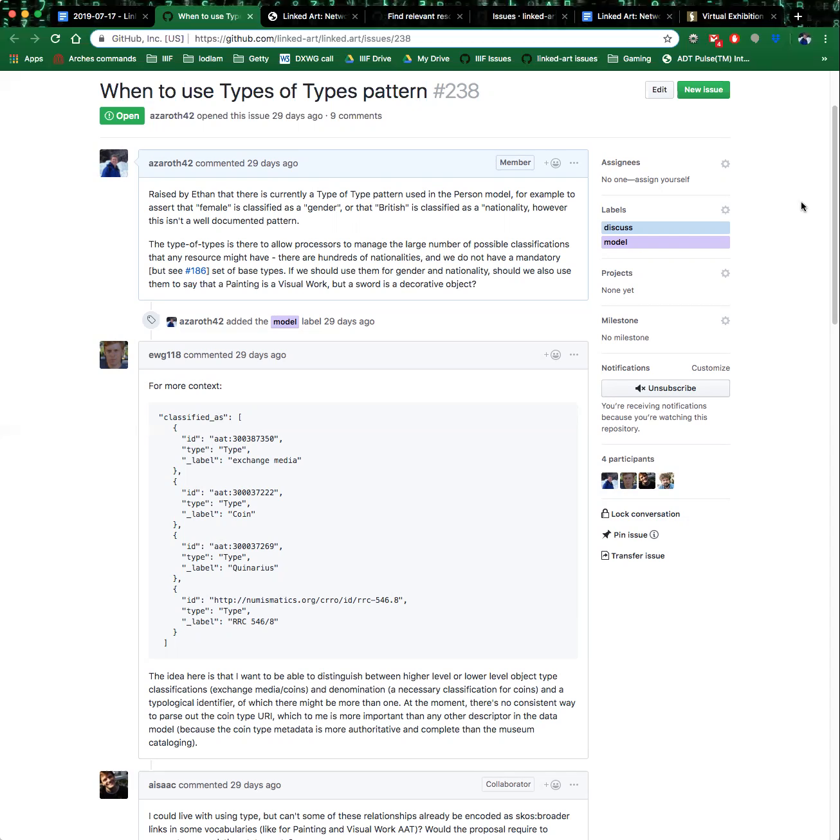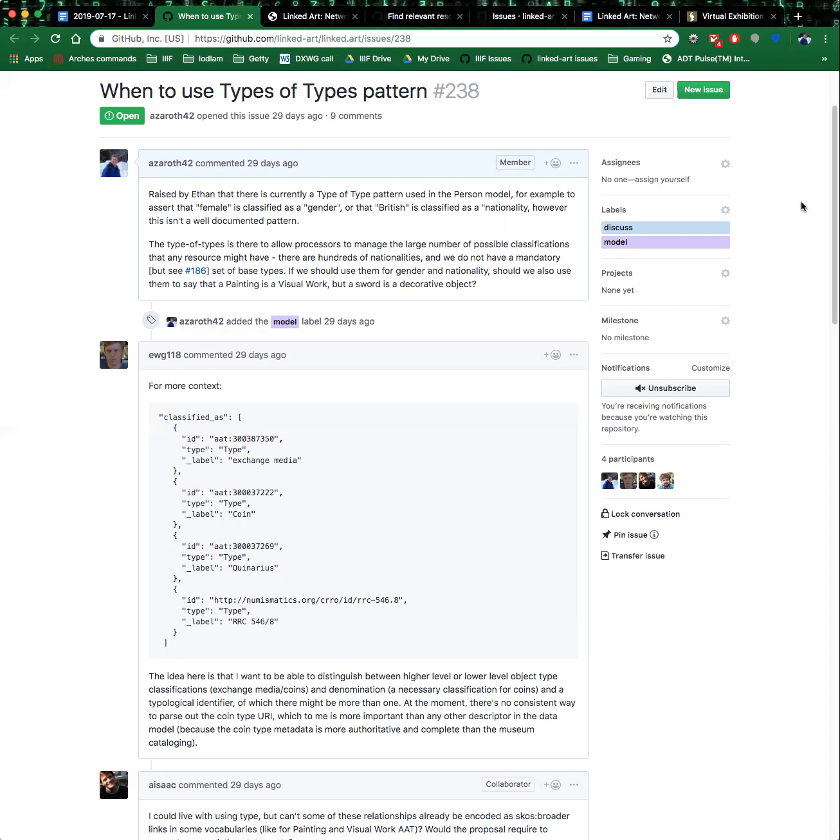Yeah, these are all of these. This is a nationality, or this is a gender, and I agree that broader, narrower, we can just leave off. We can leave that to the vocabularies themselves, unless there's a particular need.